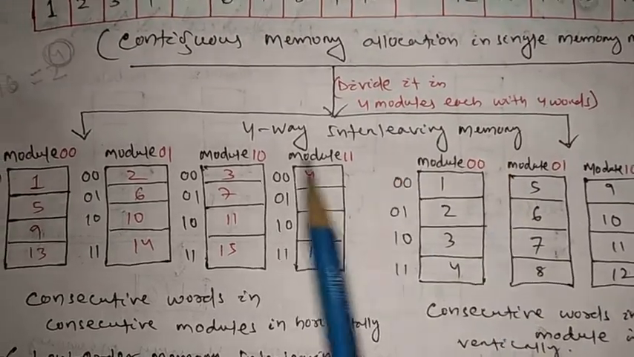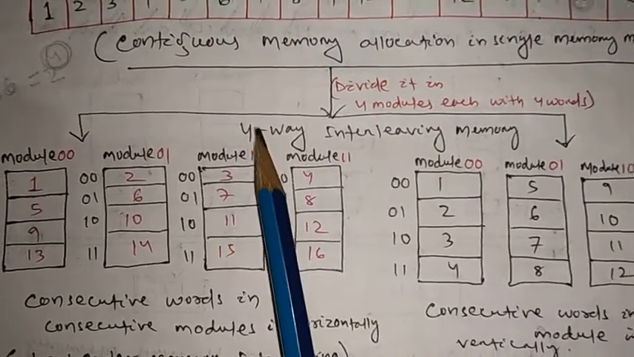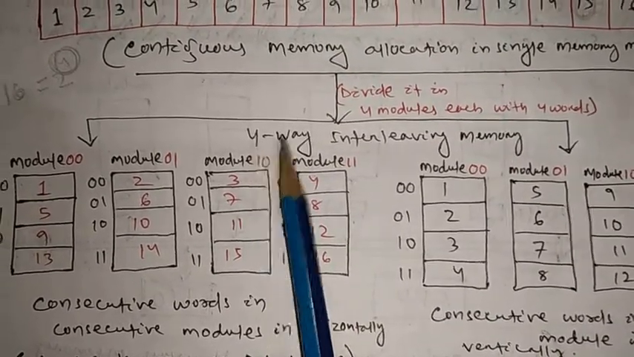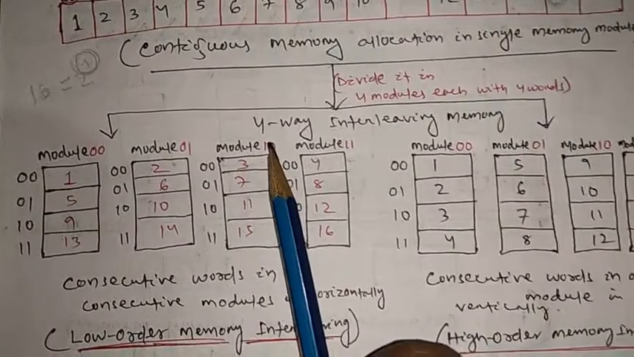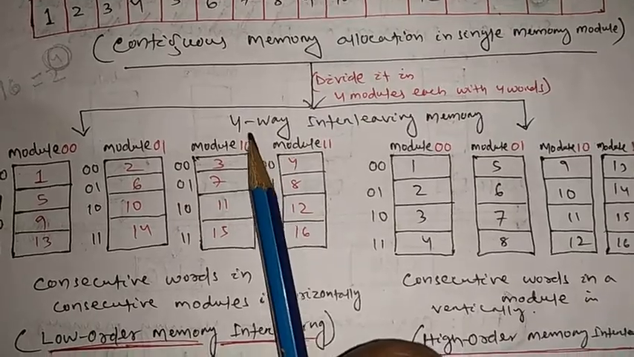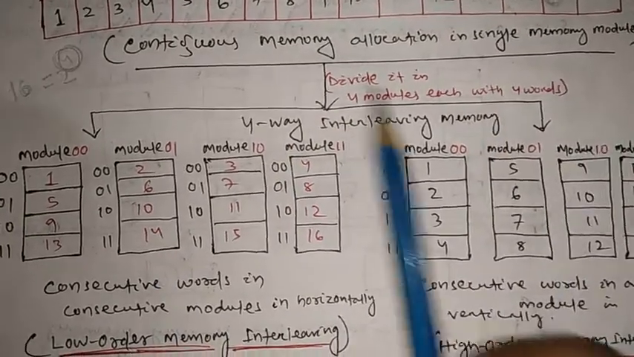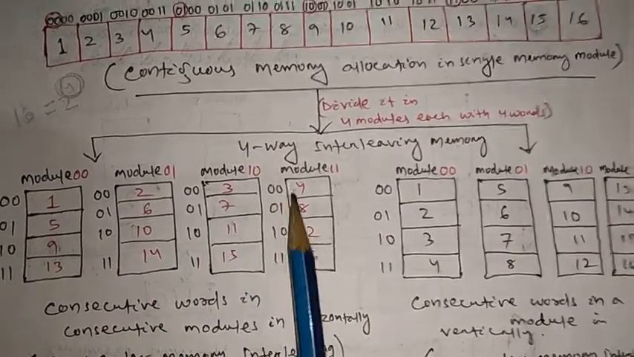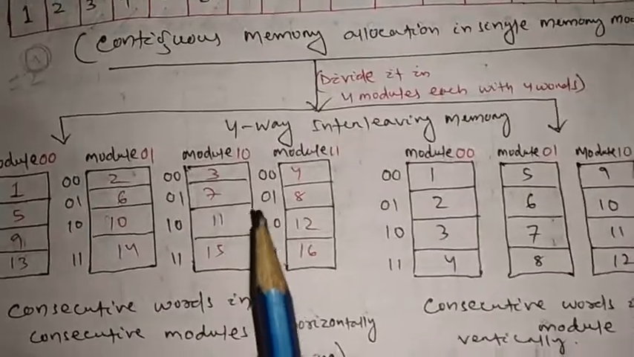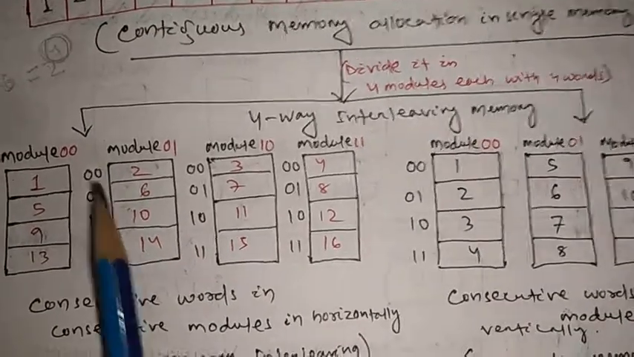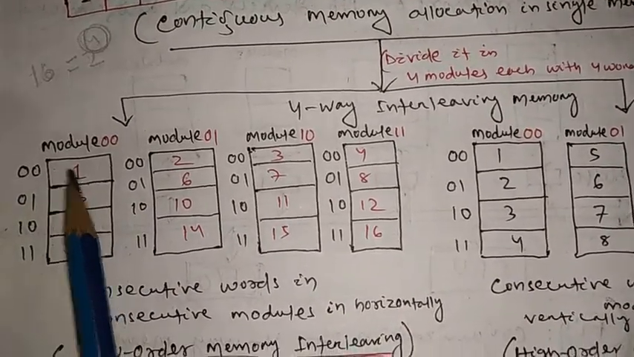You can also divide the memory into n modules, and then this is called n-way interleaving memory. If you divide into 4 modules, it is called 4-way interleaving memory. So in your memory system, if there are n modules, then you can say n-way interleaving memory. Here we divided a 16-word single memory into 4-way interleaving memory, and each module has 4 words.